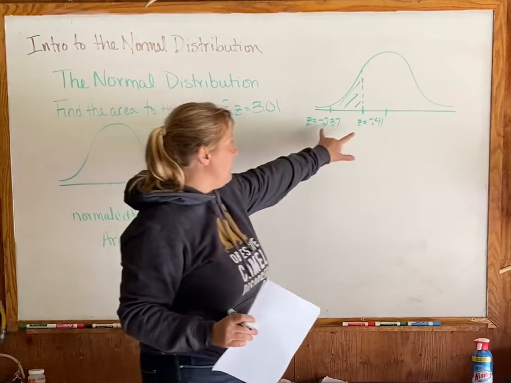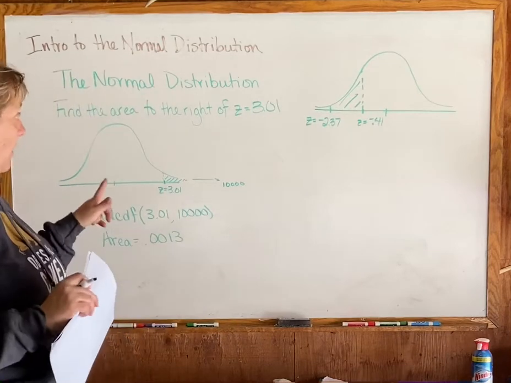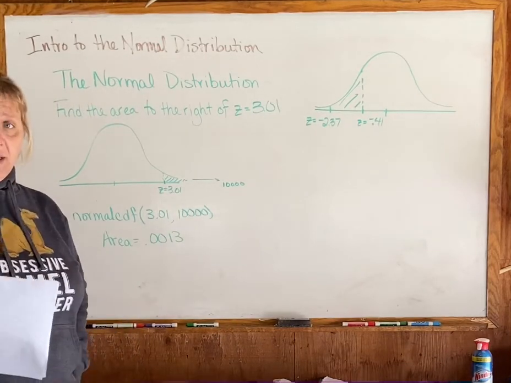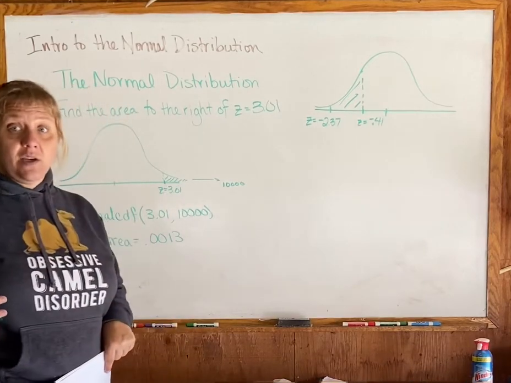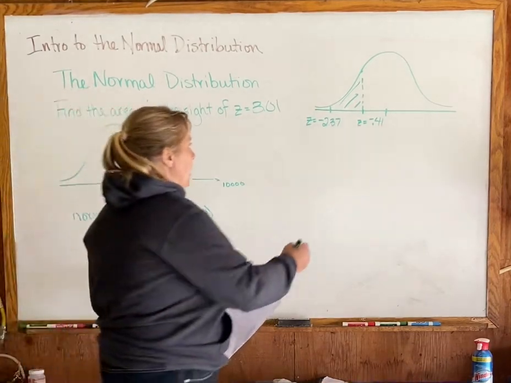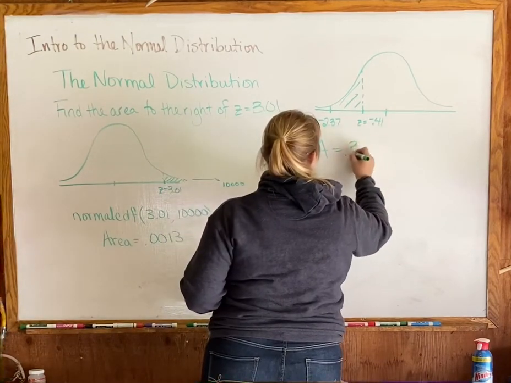Now this time you do have 2 boundaries, so you don't have to use 10,000 or negative 10,000, but I want you to notice they're both negative, so make sure you get both negatives in there. And once you stick that into your calculator, work it out. The hope is that you get an area of 0.3320.